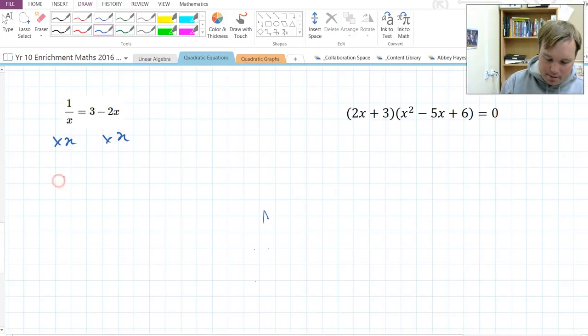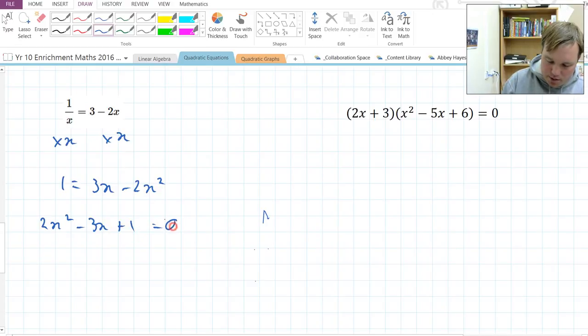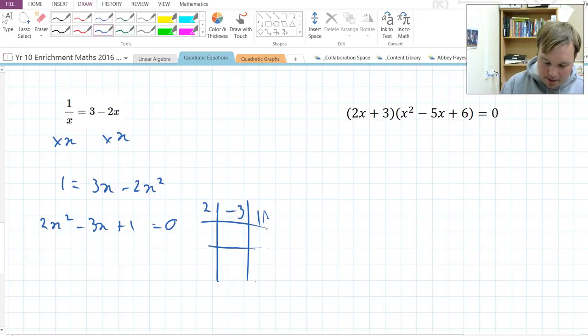Every term by x leaves me with 1, 3x, take 2x squared. And now it starts looking a lot more like a quadratic because we've got the x squared term. So then we have 2x squared on this side, take 3x plus 1 equals 0. Factorise. 2, minus 3, 1. That's tough.